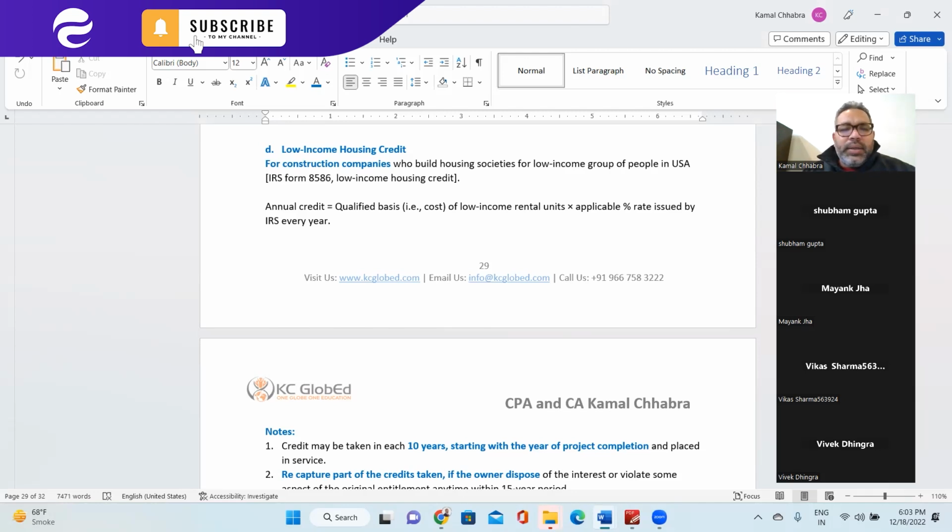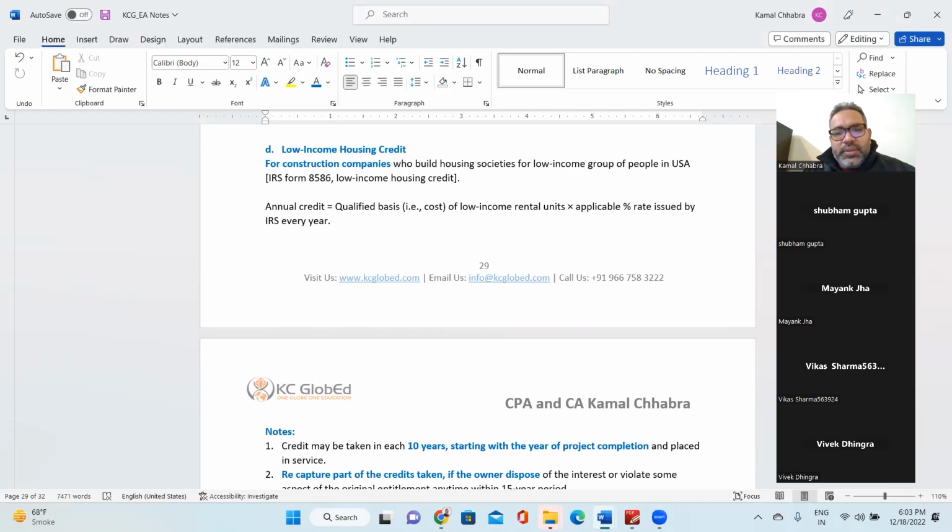So the annual credit is equal to the qualified basis, that is the cost of the low income rental unit, multiplied by the applicable percentage rate issued by the IRS every year. Keep in mind, this rate is revised every year based on economic and other parameter conditions.